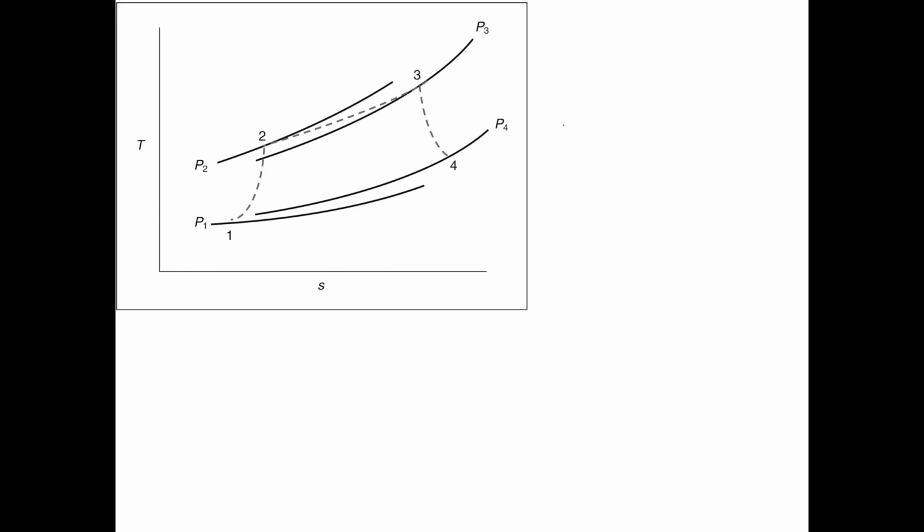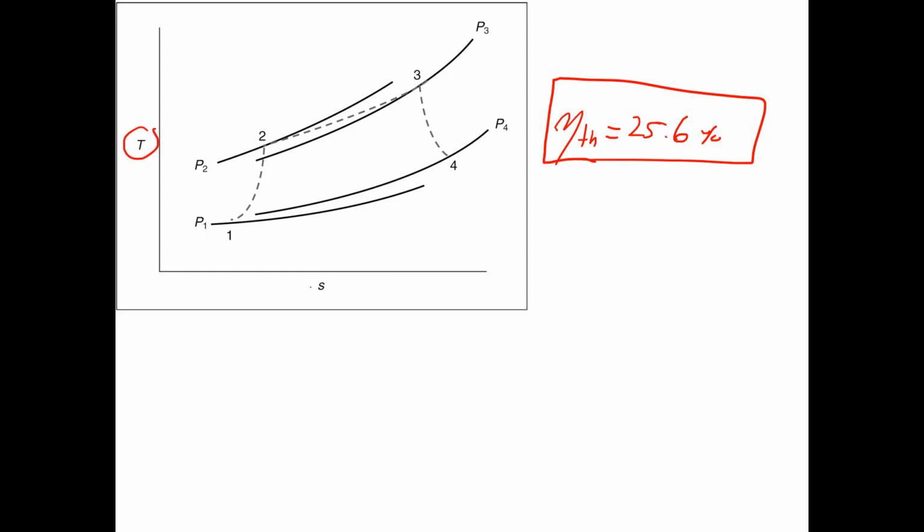To the point that for this particular cycle, if you were to calculate the efficiency and go through all the numbers, you would find that this particular process cycle operates at a 25.6% efficiency. And you can see, this is a TS diagram for this particular cycle. Again, we have these constant pressure lines.